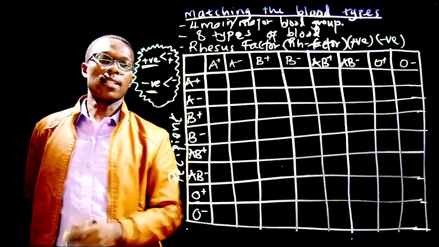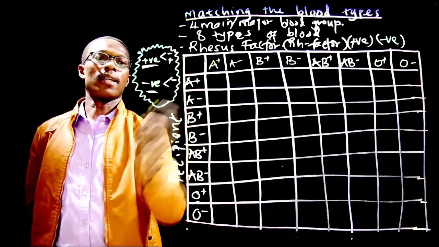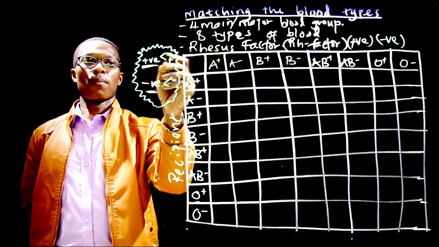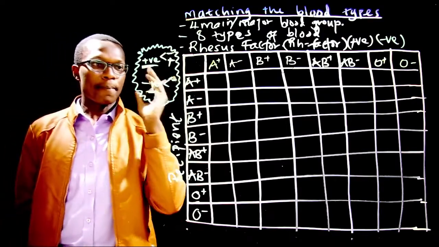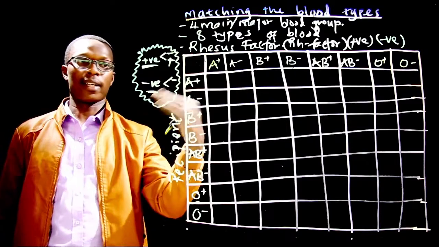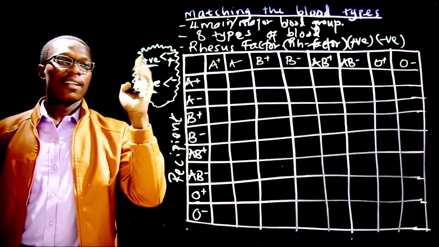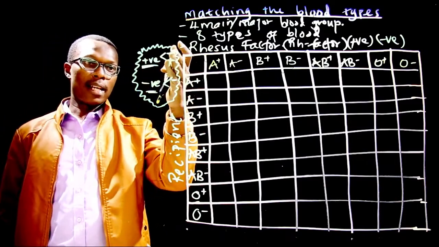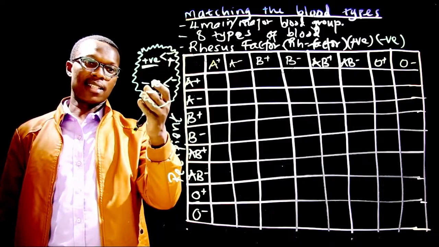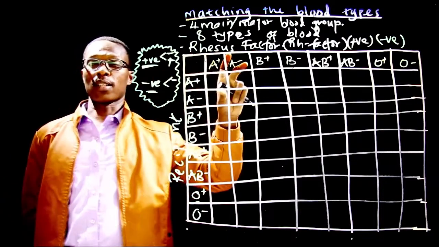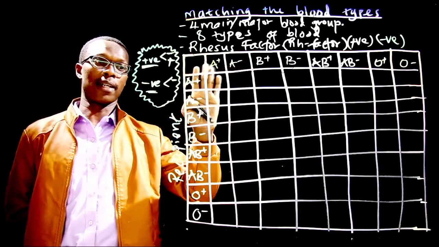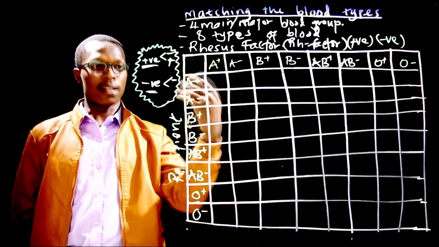Remember, negative only receives from negative. Positive receives from both positive and negative. So let's dive in. Now let's see if we can recall. Remember, positive receives from both negative and positive. Negative receives only from negative. And also remember, we have also checked the 4 major blood groups, those that we can receive from.